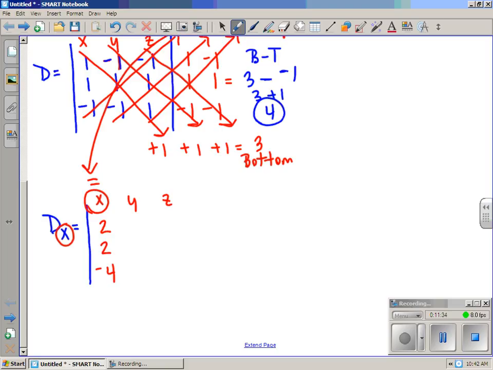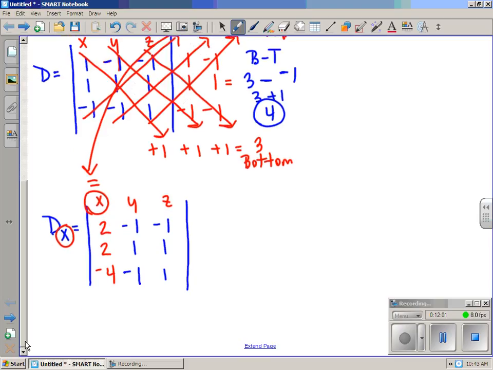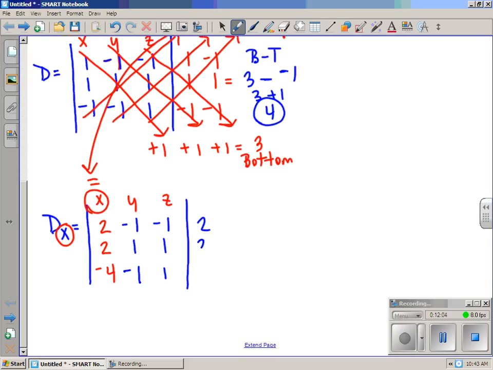The y column stays y, which was -1, 1, -1. Z stays Z. If you don't change one of the columns, then you end up with the same answer over and over again. So to change from D to dx, you replace the x column with the equal numbers. From there, you do the same thing to evaluate it. You rewrite your first two columns, which in this case is 2, 2, -4, -1, 1, and -1. We now do the same operation.